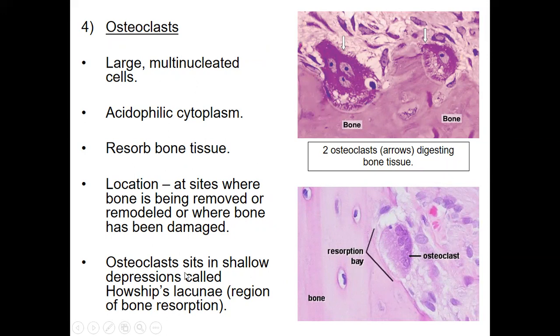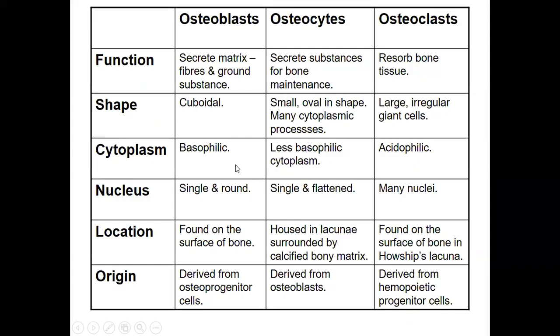The osteoclast sits in a shallow depression. You can see here it sits in the shallow depression, and this depression is known as a Howship's lacuna, a special name with a capital H here. Howship's lacuna is the region of bone resorption.